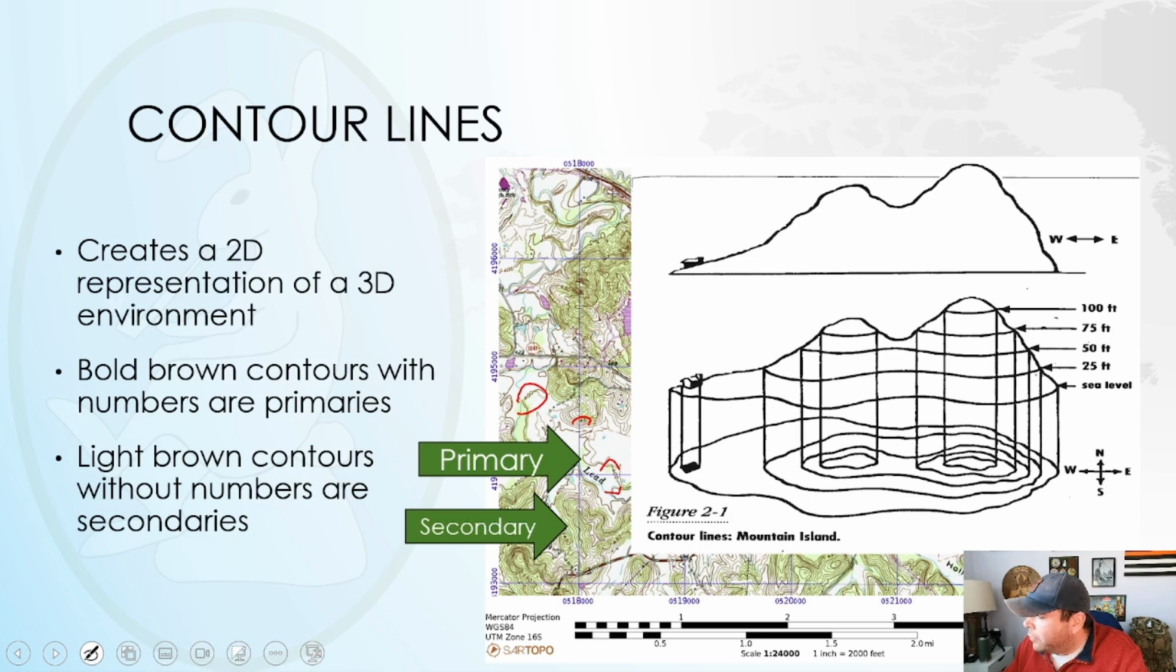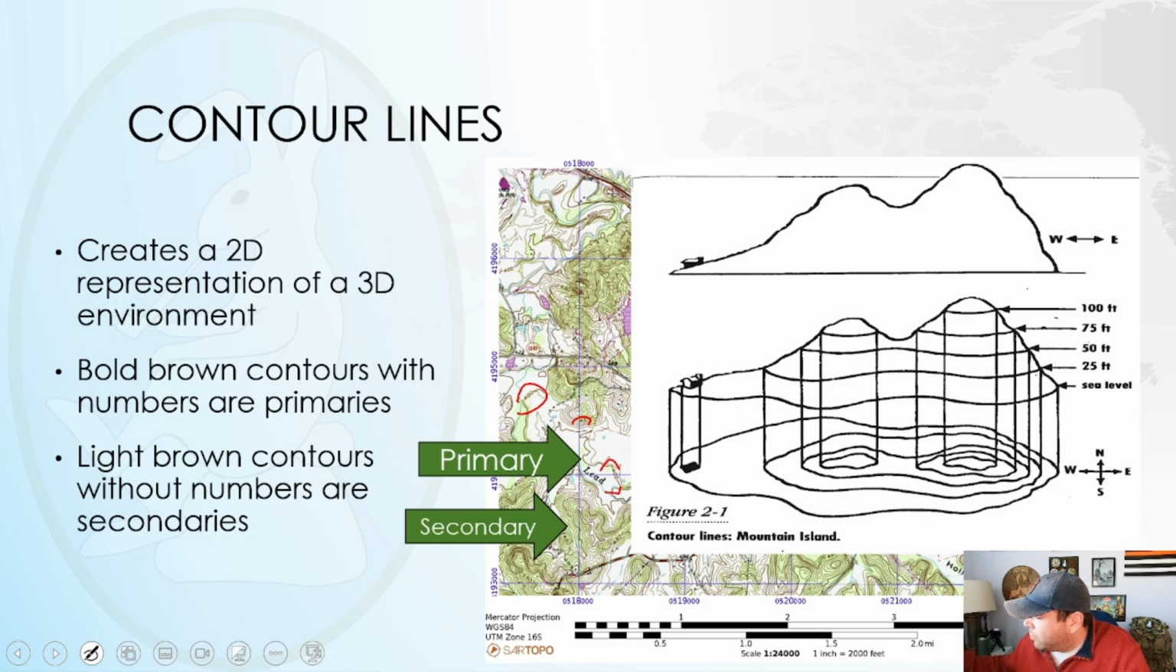And so then we can take a look at the lighter brown lines, which are called our secondaries. We could take a look at those and determine intervals underneath of that on the elevation. We can understand the intervals between those primaries by looking at those two numbers. All right, and you can see on our mountain island here, just a representation of that.